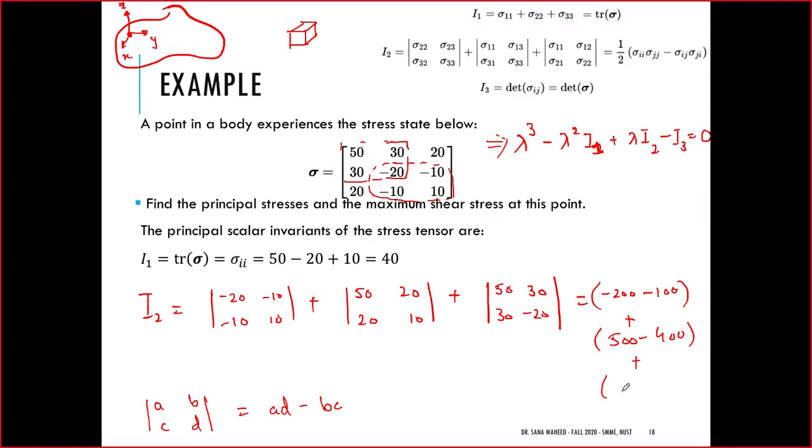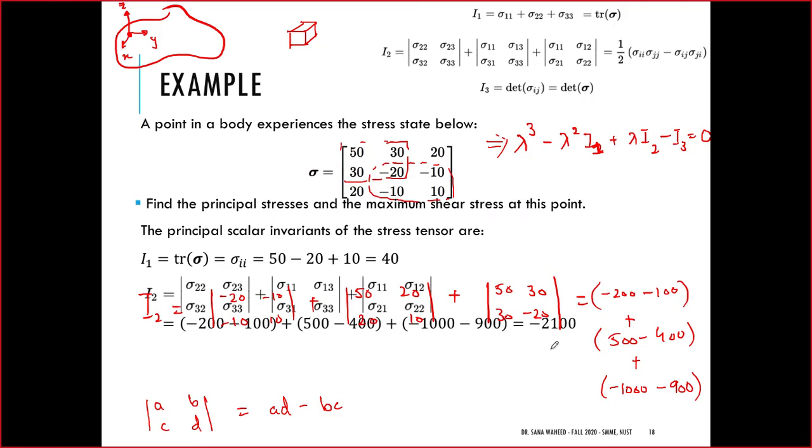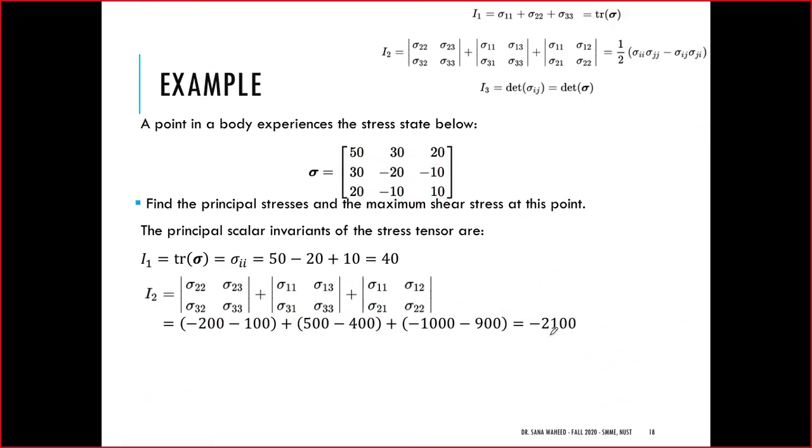And then minus 1000 minus 900. So summing all of these up, we should get what the value is. It turns out to be minus 2100. Okay, so I2 भी आ गया. And then finally I3 is the determinant of the entire tensor.